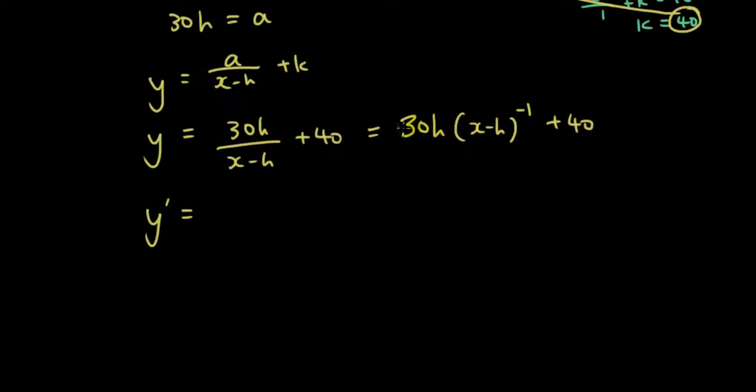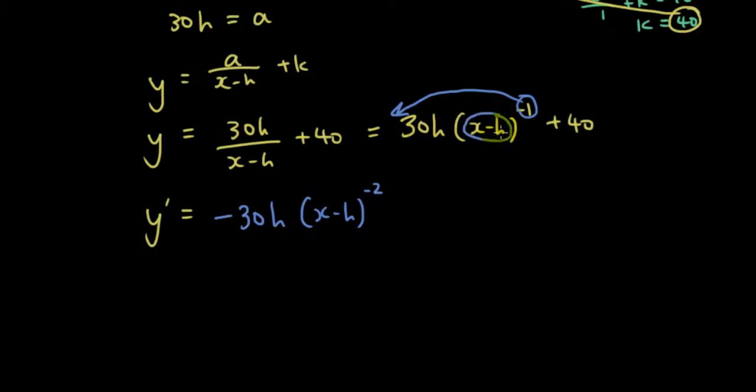Okay, so if I differentiate this using the chain rule, if you remember how to use the chain rule, if you don't, have a look at the chain rule video. But basically, when you have brackets, you would put the power at the front of the bracket, so it becomes negative 30h bracket x minus h, and you would minus 1 in the power, so it's minus 2, and then you would multiply by the derivative of the inside of the bracket.